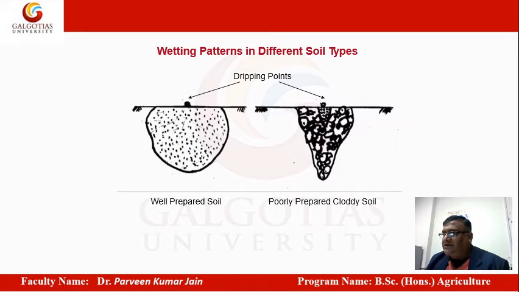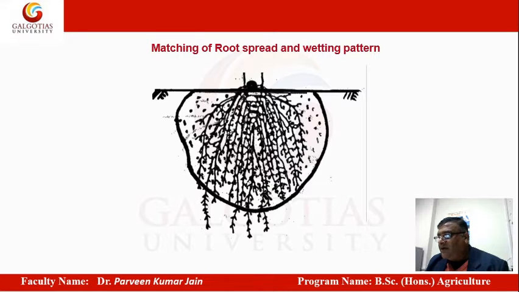The wetting patterns in different soil types are like this. If your drop is coming into the soil, it may percolate to more depth in a sandy soil, but it may not percolate down in clay soil, and it may have surface spread. So this is all the background of drip irrigation. With this background, we will be taking up drip irrigation, and let us move ahead.